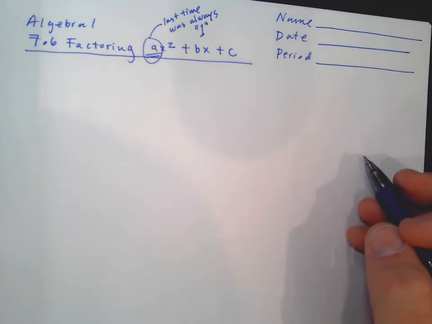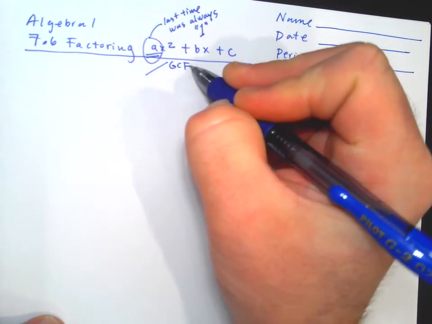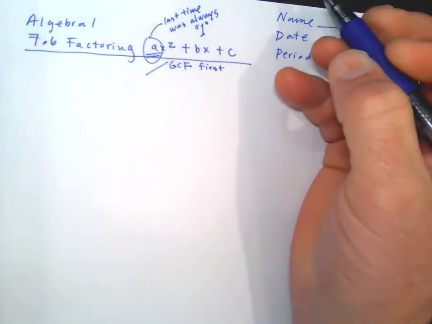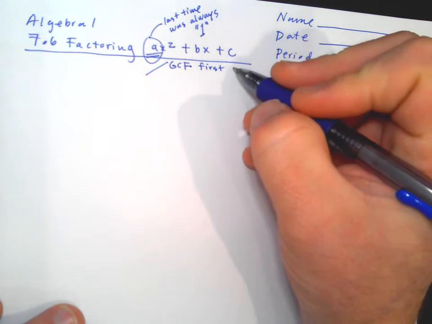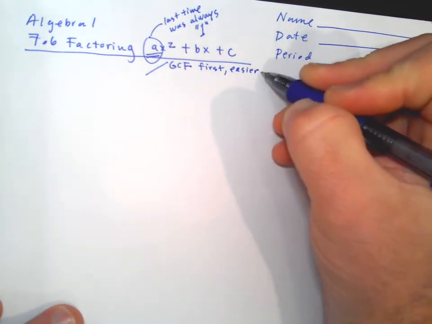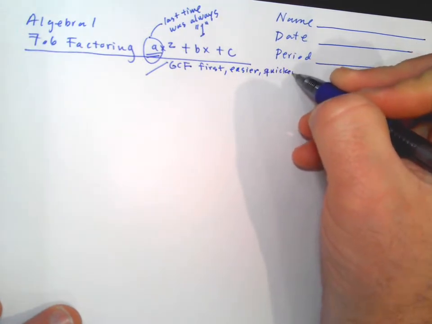And the steps we're going to take is we're always going to look for the GCF first. And when there's a 1 there, GCF isn't really an issue. But by getting the GCF, the greatest common factor, it's easier and quicker. It just makes it nicer.